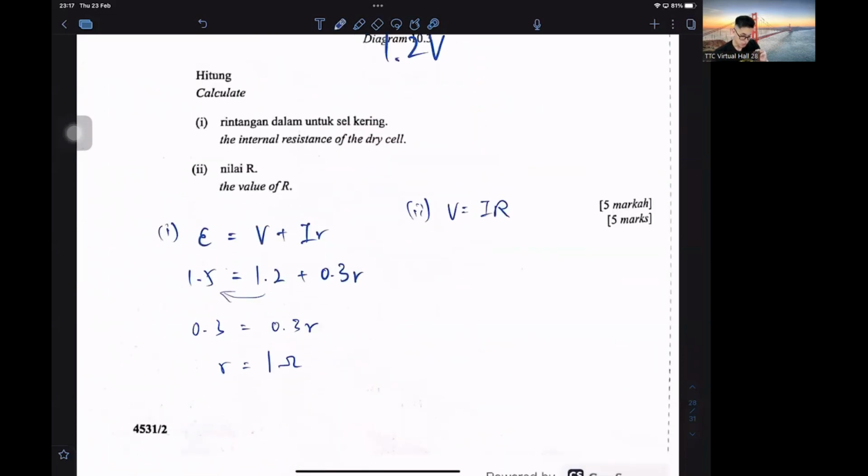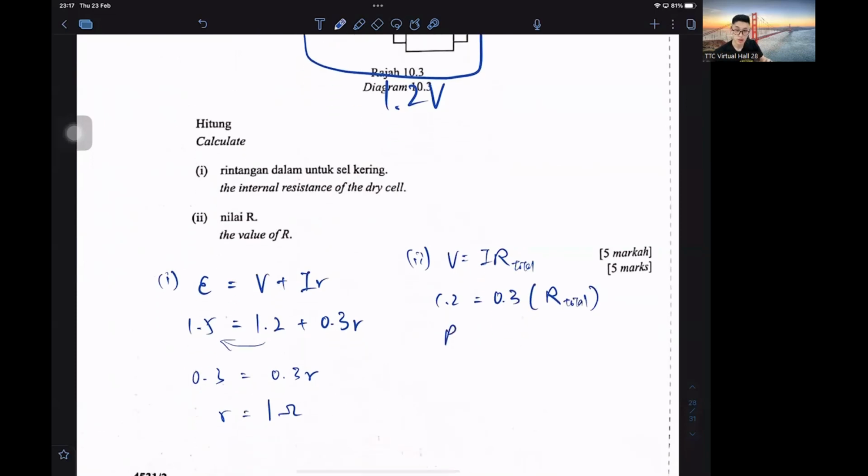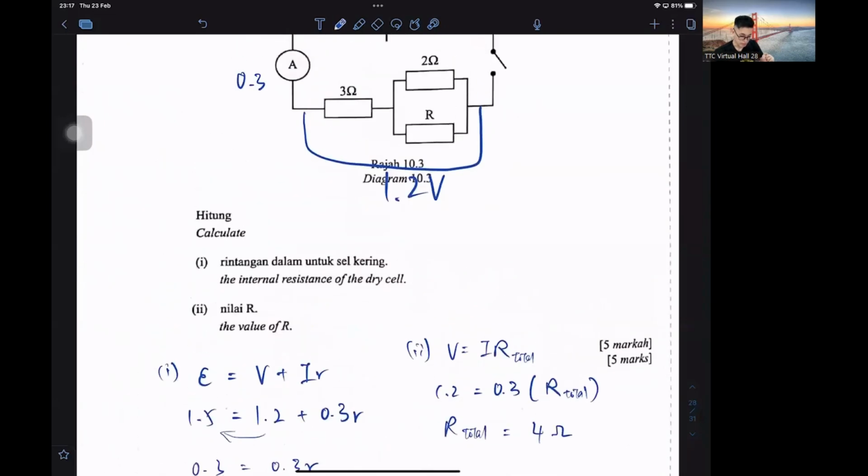So 1.2 volts equals 0.3 amperes times the total R, not to be confused with the answer they want. Total R. So R total is 4 ohms. Now, how do you calculate the total resistance here? You see, these two are in parallel, right? So parallel means 1 over R equals 1 over 2 plus 1 over R.